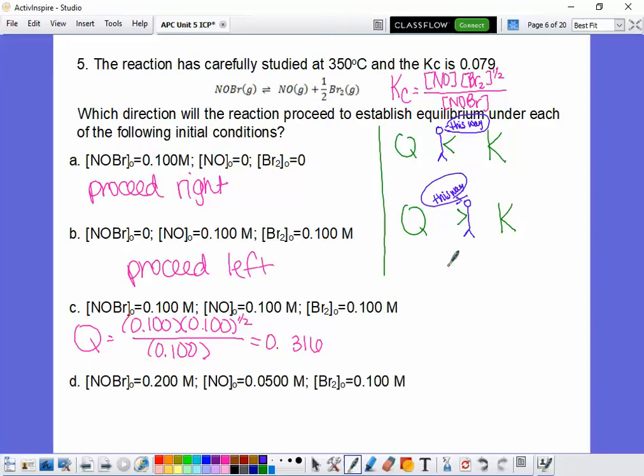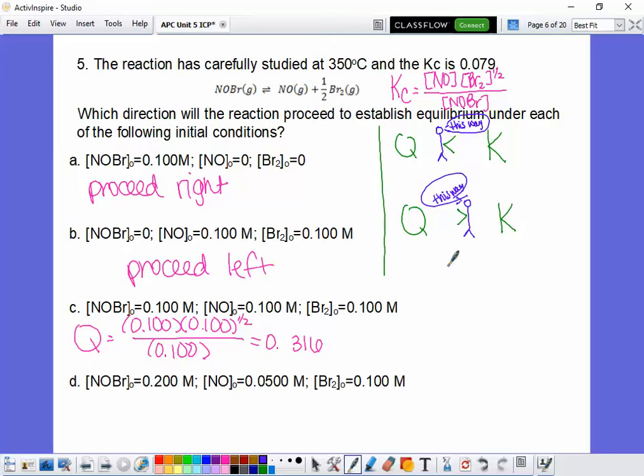Now the reason why this works is, remember, equilibrium expressions are products over reactants. When Q is less than K, that means that we need to increase our value. We need to increase our quotient, because when you add something together you get a sum, when you divide something you get a, oh my gosh, what's that called when you subtract something? Difference. Thank you.